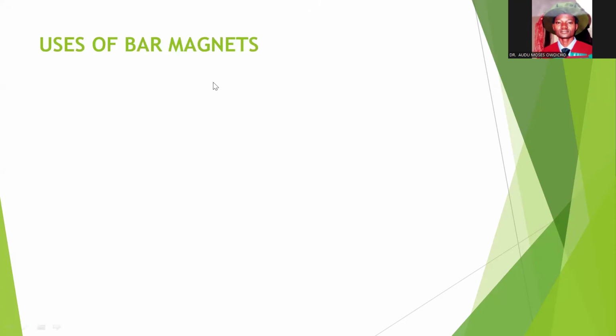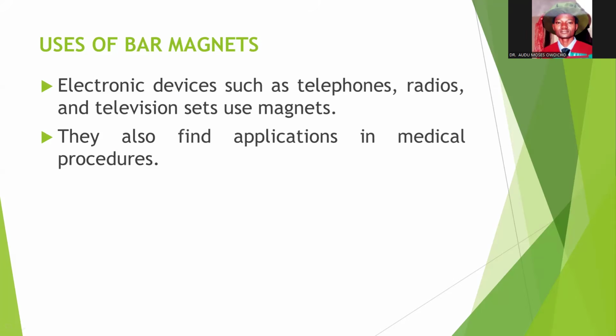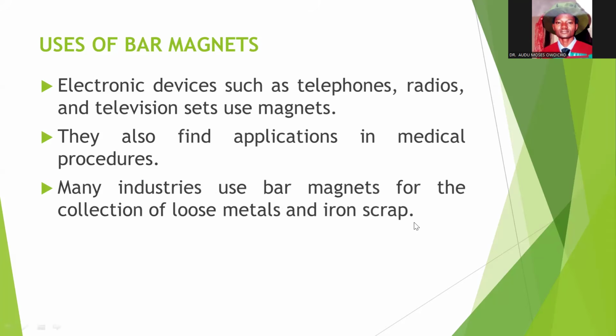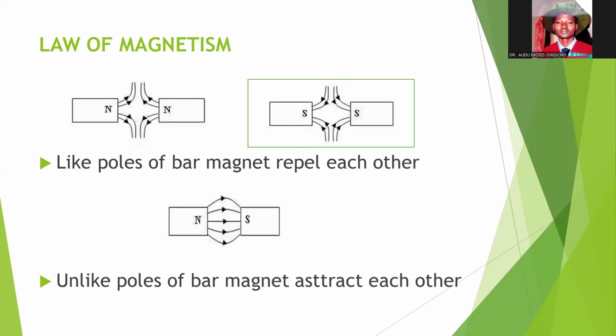Let's look at uses of bar magnet. Bar magnet has different applications. It is used in electronic devices such as telephone, radio, and television set. Also, we find the application of bar magnet in medical procedures. In industry, bar magnet is equally used. Bar magnet is also used in the laboratory for magnetic experiments.